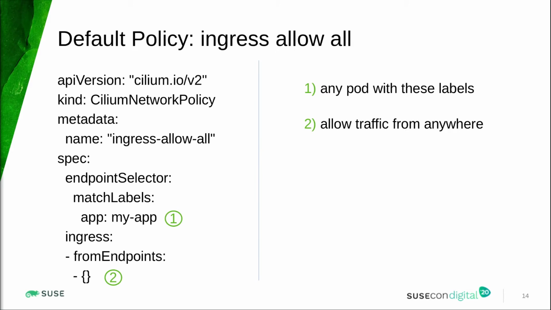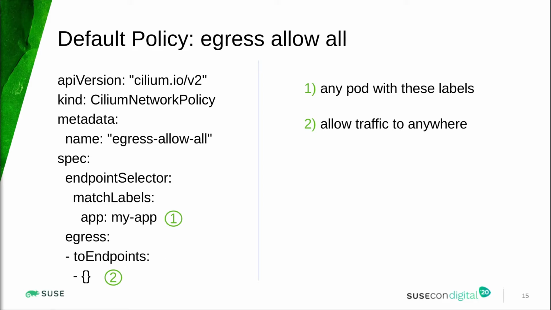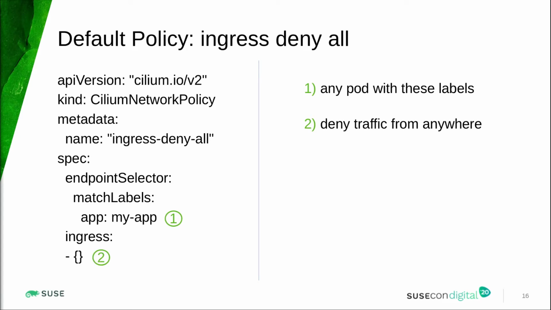The first example are the default policies, and you can see how it's possible to allow or deny the traffic from or to anywhere.